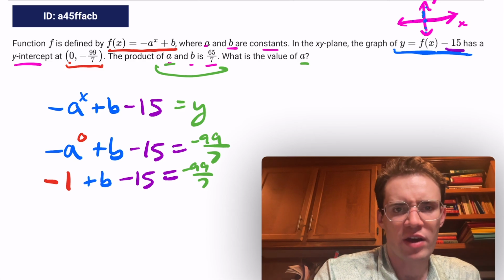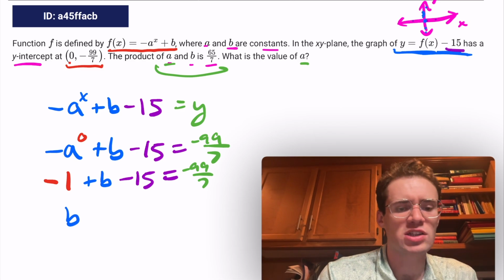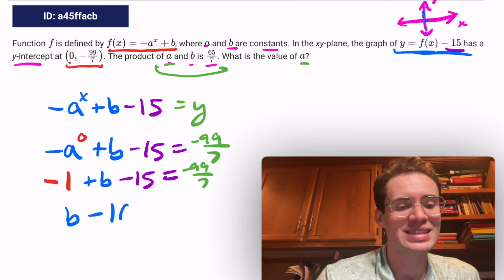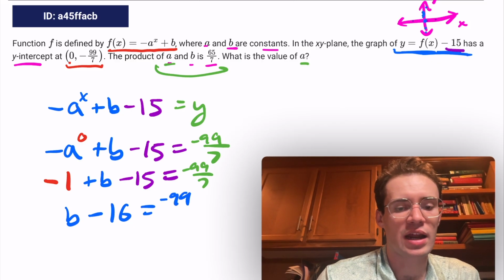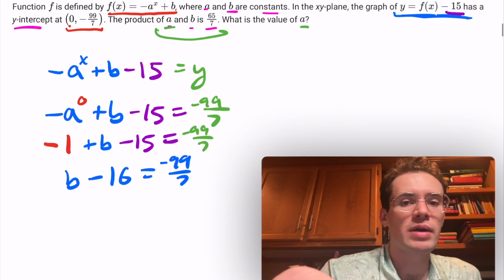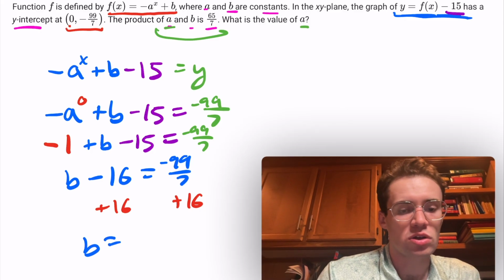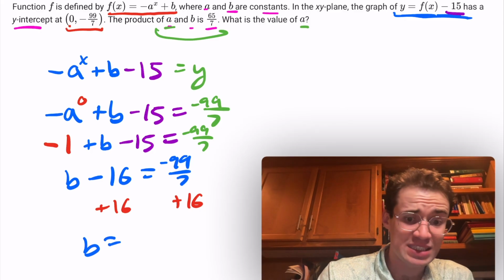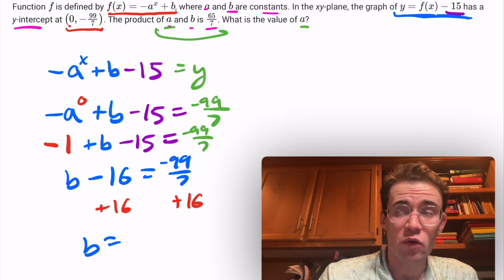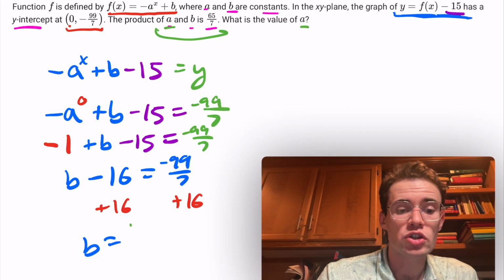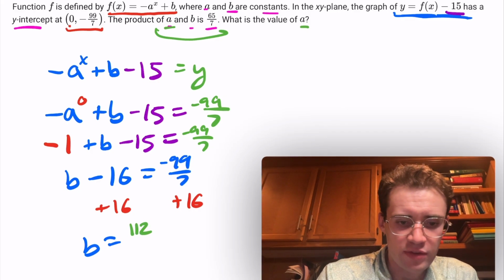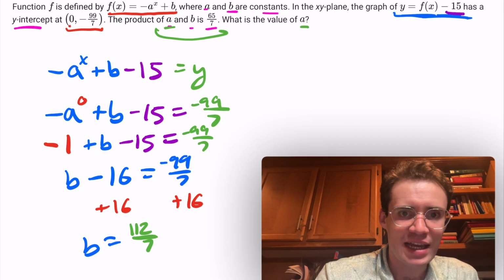Now we just quickly simplify this. So it's b, instead of minus 1 and minus 15, it'll just be b minus 16. It's equal to negative 99/7. Then to get b alone, we add 16 to both sides. That gives us that b is equal to, and I guess 16 times 7, that'd be 70 plus 42, which would be 112. So 112 sevenths minus 99 sevenths.